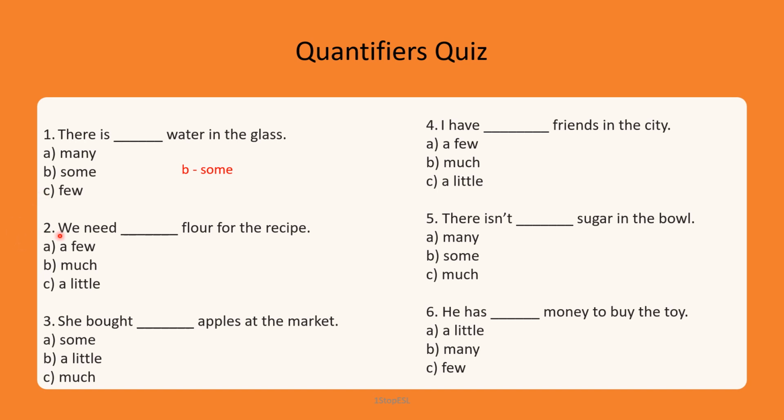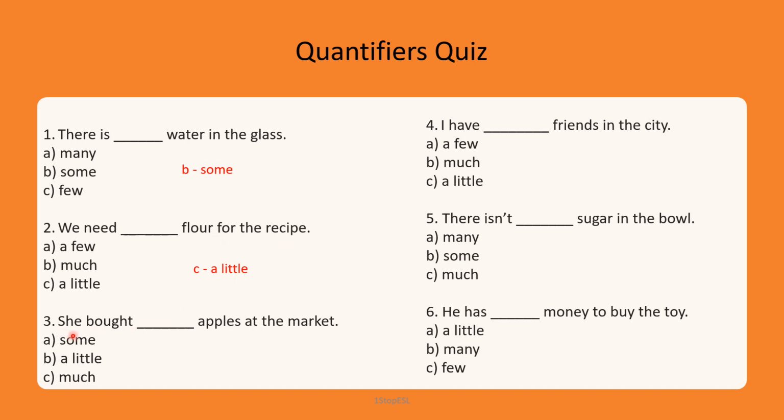Number 2, we need blank flour for the recipe. We need a few flour. We need much flour for the recipe. We need a little flour. What did you choose? I hope it was C. Good job. A little. We need a little flour for the recipe.